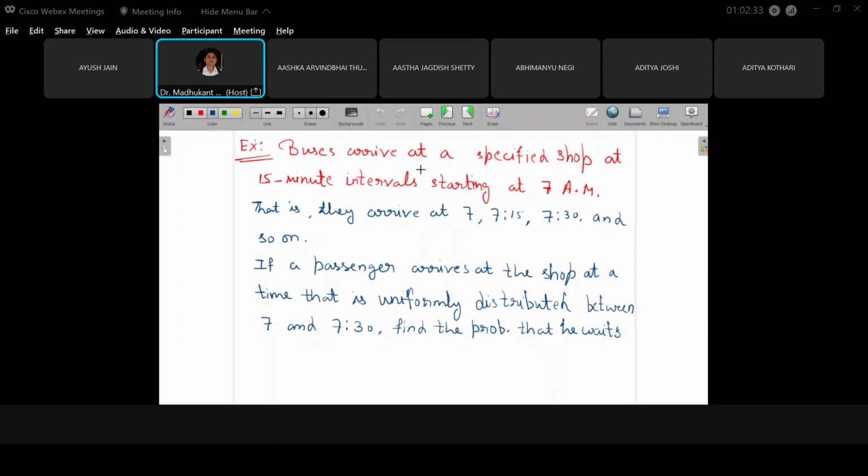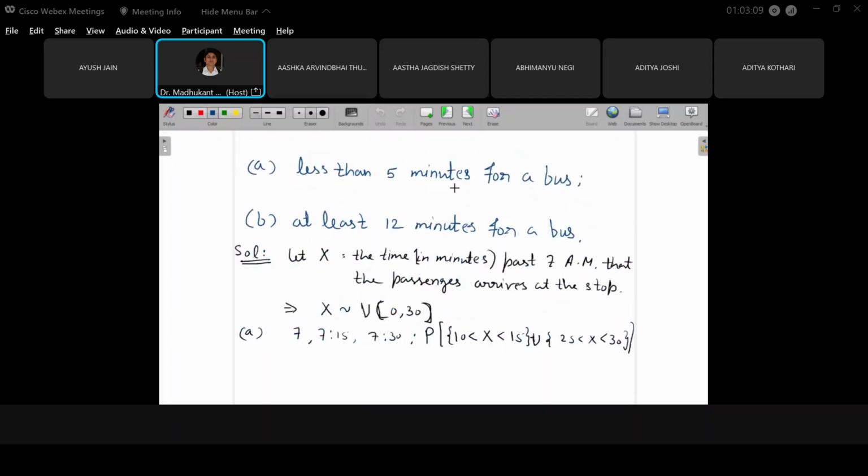Buses arrive at a specified stop at 15 minute intervals starting at 7 a.m. That is, they arrive at 7, 7:15, then 7:30 and so on. If a passenger arrives at the stop at a time that is uniformly distributed between 7 and 7:30, that's a 30 minute interval, find the probability that he waits less than 5 minutes for a bus, or he waits at least 12 minutes for a bus.